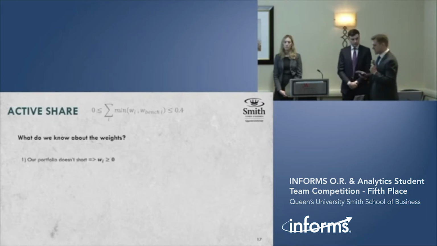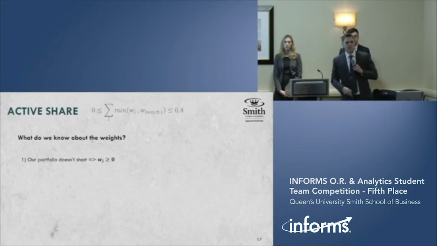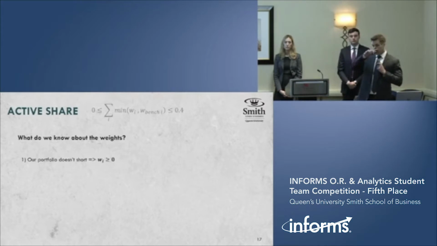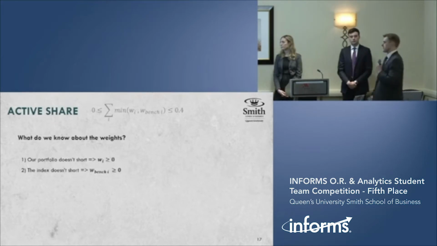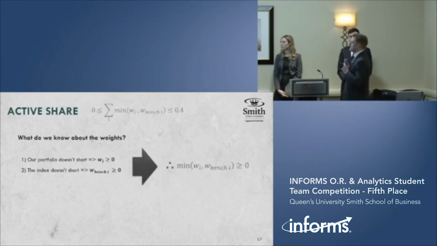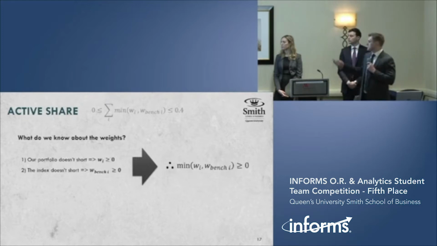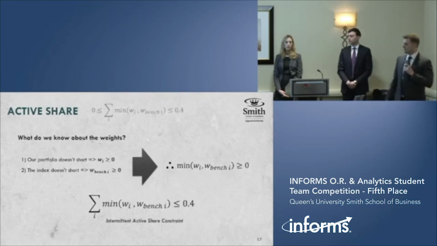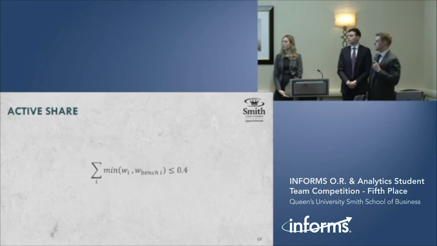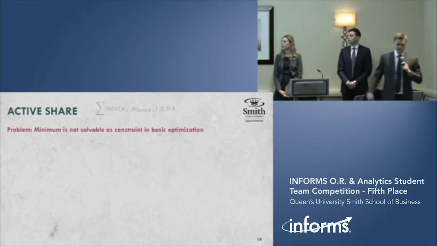First, because our portfolio never shorts, that's part of the problem statement, we know that our weight, WI, will always be greater than or equal to 0. We also know that the S&P 500 doesn't short, and because of that, the bench weight will always be greater than or equal to 0. These two observations allow us to conclude that the minimum between these will always be greater than or equal to 0, and as such, our lower bound becomes redundant. That helps us remove a constraint, and it also helps us move forward with this intermittent, and we'll see in a second how we go forward.